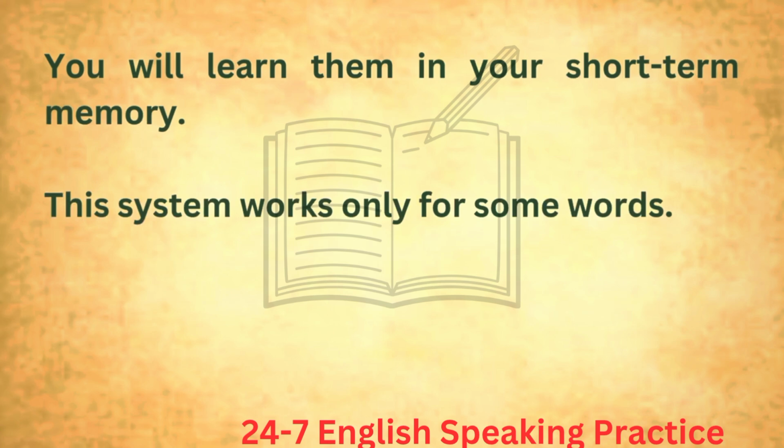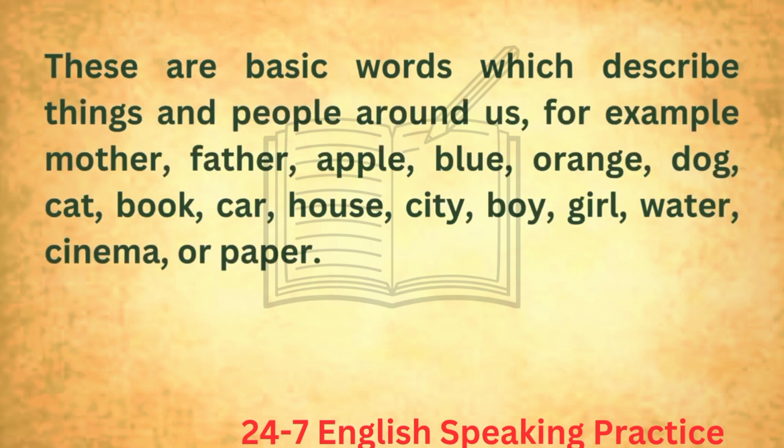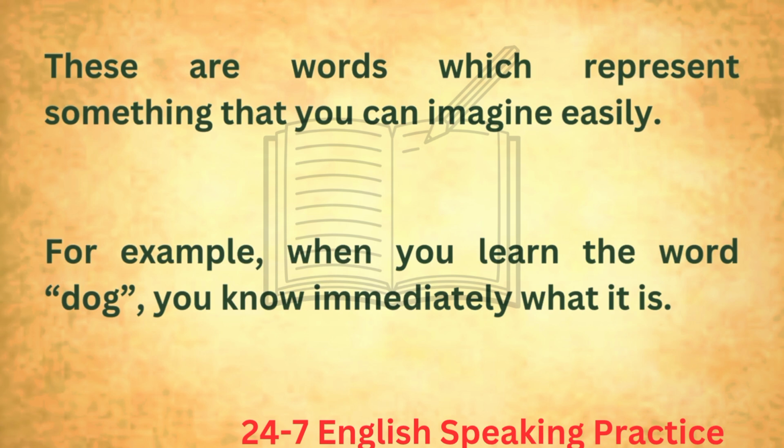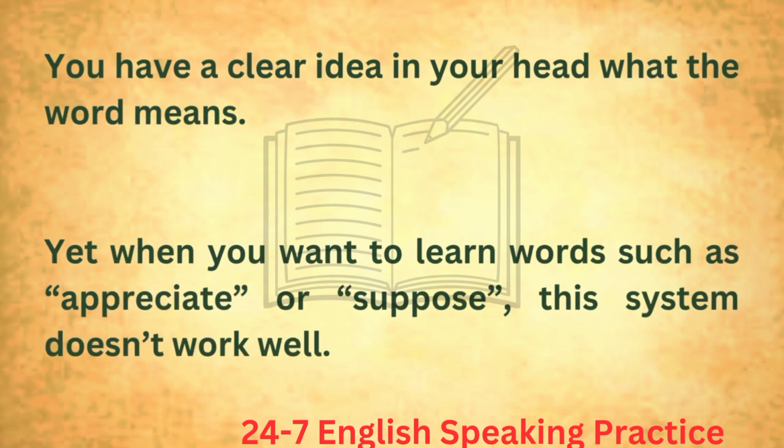This system works only for some words. These are basic words which describe things and people around us. For example, mother, father, apple, blue, orange, dog, cat, book, car, house, city, boy, girl, water, cinema, or paper. These are words which represent something that you can imagine easily. For example, when you learn the word dog, you know immediately what it is. You have a clear idea in your head what the word means.